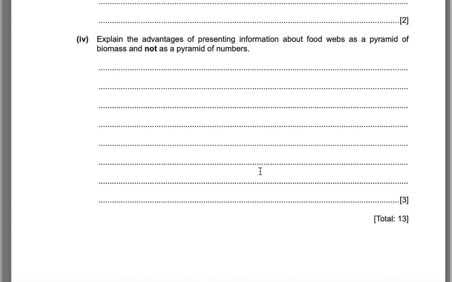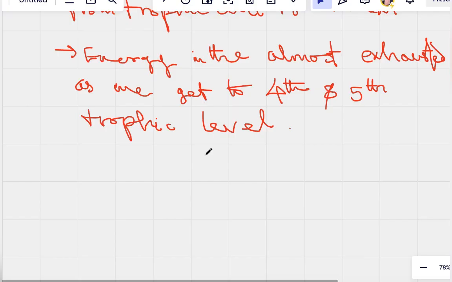In a pyramid of numbers, one large individual can be shown in the same way as one very tiny individual. So it does not really depict the amount of energy in terms of joules. But biomass indicates how much food is available or left. Biomass is an indicator of the energy available.